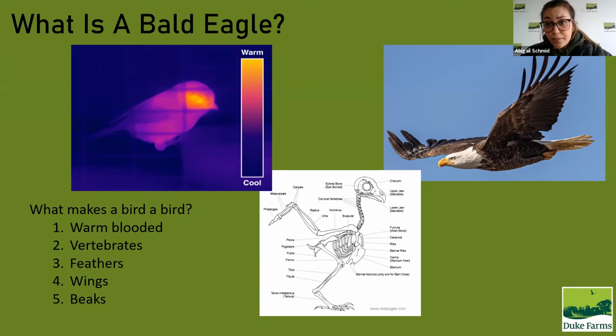They're also vertebrates, just like us. They have a bony skeletal system. They have a backbone. They also have feathers, wings, and beaks. We don't have any of those things. So now we're starting to differ from birds. Not all birds necessarily fly, but they do have wings, they do have feathers, and they have beaks instead of teeth.